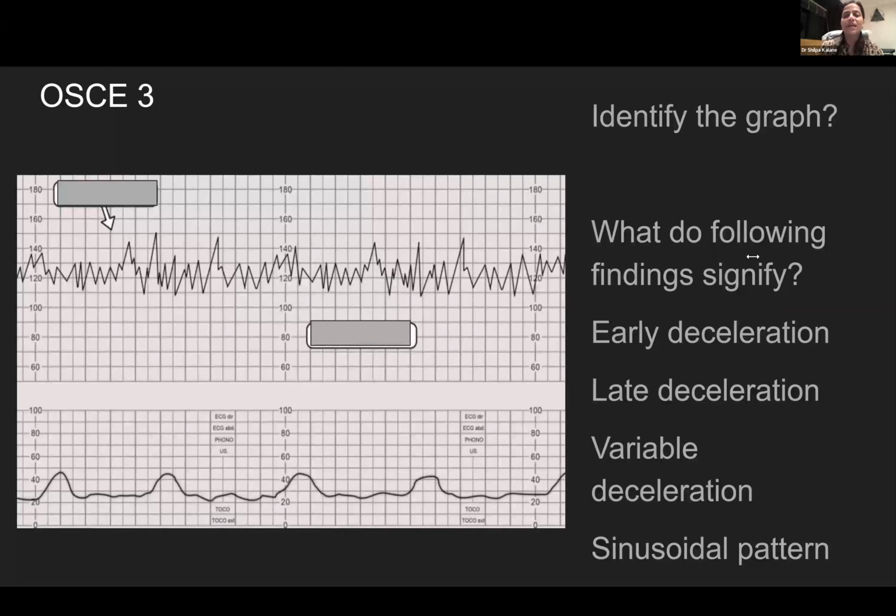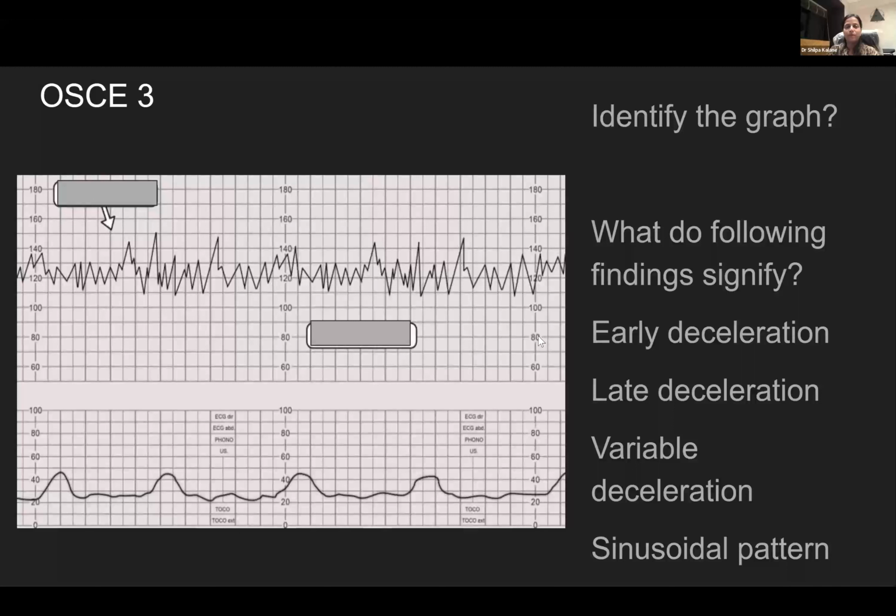So this graph is cardiotocograph or cardiotocography. Correct? You can see that this part is the fetal heart rate activity, the baseline fetal heart rate, with the acceleration phases. And this is the uterine activity down. So this is a cardiotocograph. Now when there is early deceleration, what does it signify in terms of the baby? When there is late deceleration, what is happening? When there is variable deceleration?